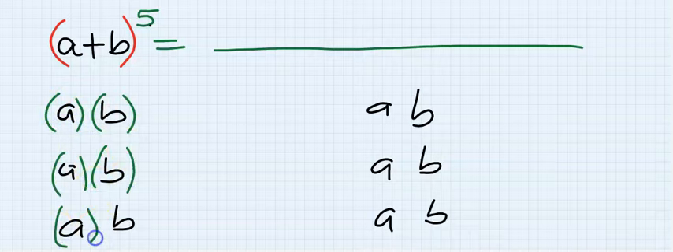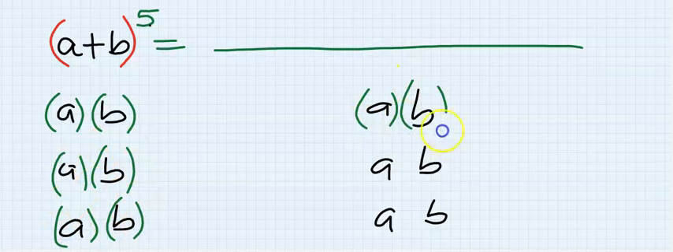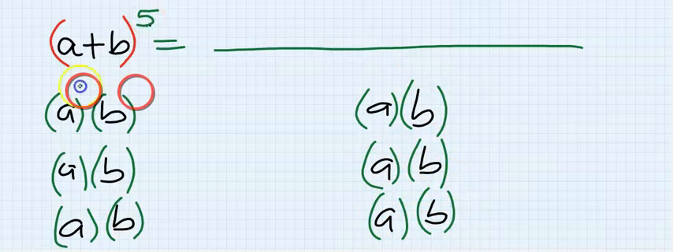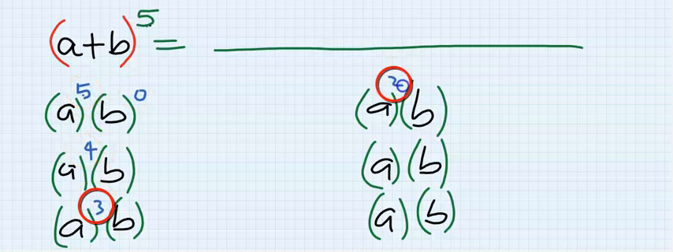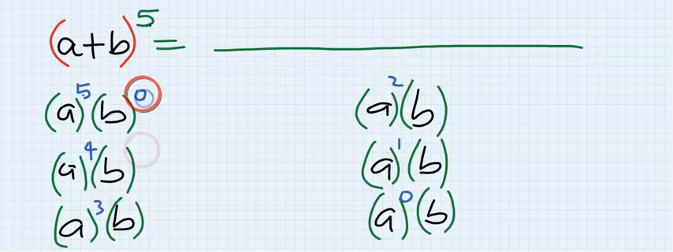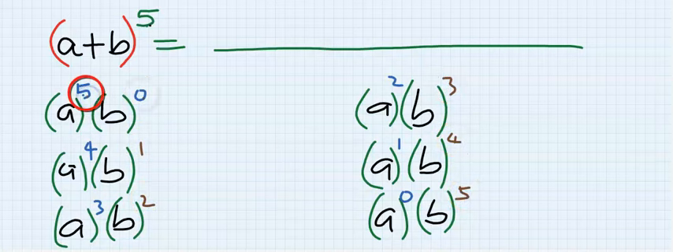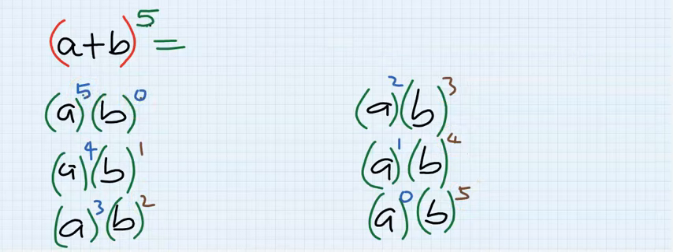Here we have A, B. So after writing out A, B, the next thing is the powers. The highest power here is 5. So I'm going to start with 5. The next one is 0. So 5, I'm going to have 4, 3, 2, 1, 0. And this is 0. The next one will be 1, 2, 3, 4, 5. You can see that this is decreasing while this is increasing. So this is step number 1.